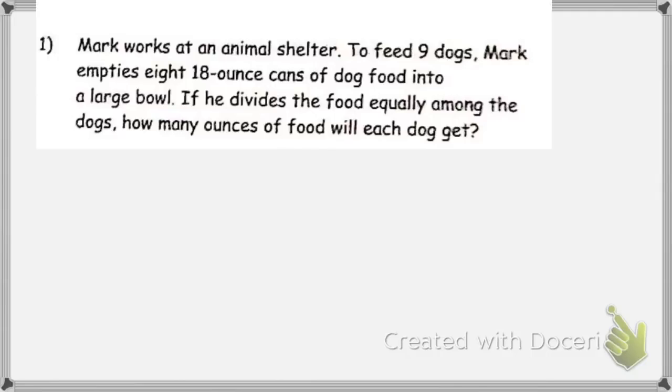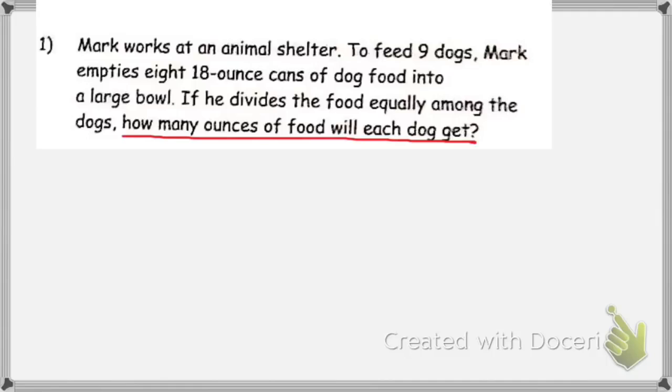Okay, let's go back and highlight what I know. I always want to underline my question, so I find my question mark and go back to the asking word. In this case, it's how. How many ounces of food will each dog get? That's what I need to find out.